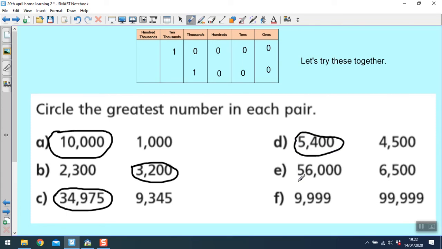Now I've got 56,000 and 6,500. This has got 4 digits, this has got 5 digits, so this one is going to be the biggest. And this one is 9,999, this one is 99,999. This one's got 5 digits, it's got tens of thousands as well. This one's only got thousands.